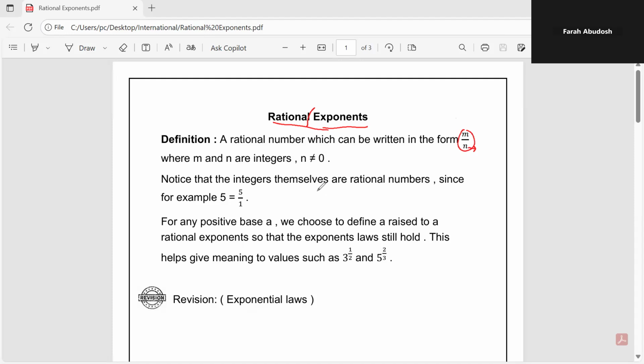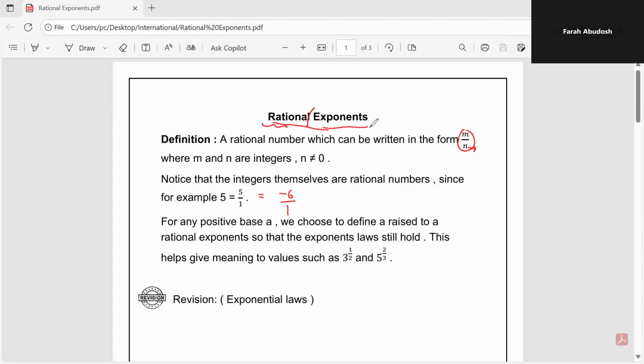Notice that integers themselves are rational numbers since, for example, 5 equals 5 over 1. Any number without a denominator, I told you that before, we can put for it a denominator, which is 1. For example, negative 6: when we want to write it in the form m over n, we just put 1 under it. This is the part rational.